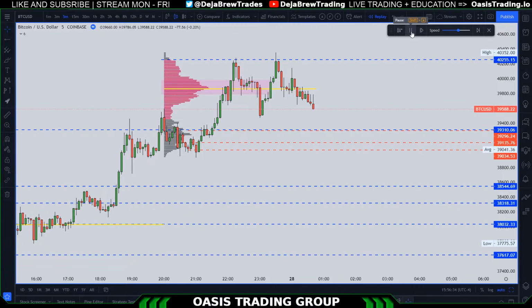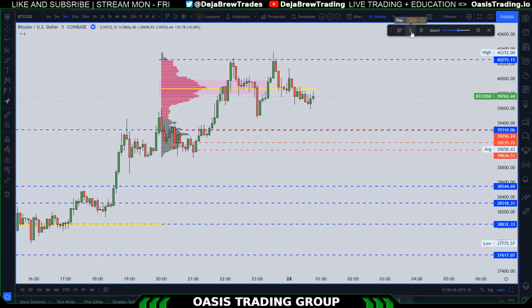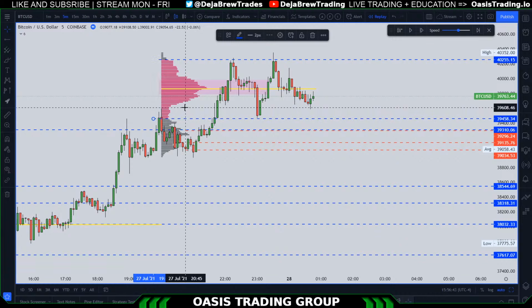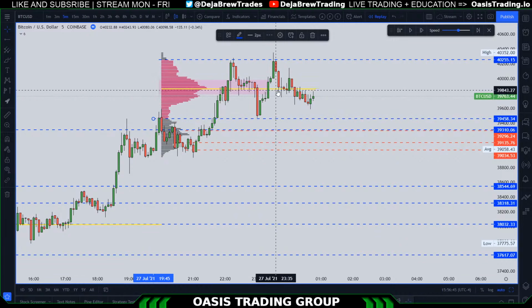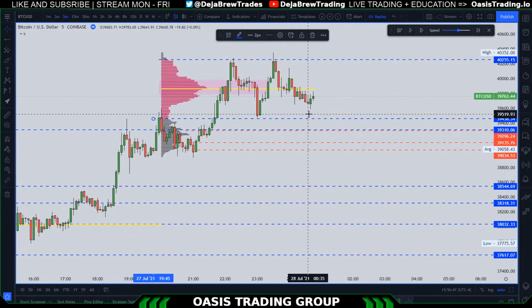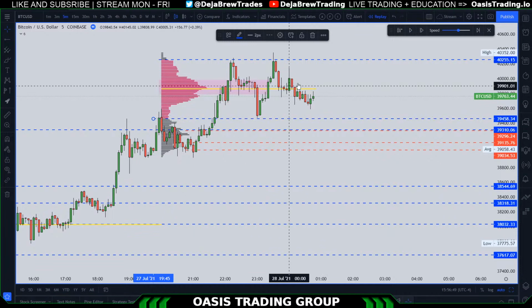Nothing really happening here, just kind of hovering on POC. It is trying to lose the POC bearishly, but because the value area low is so close, I would not let that worry you. As long as it doesn't lose the value area low, it's still okay.